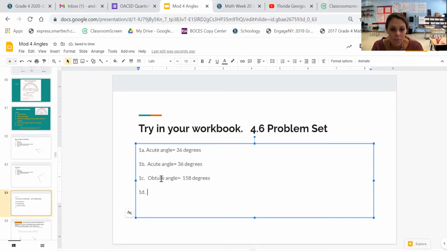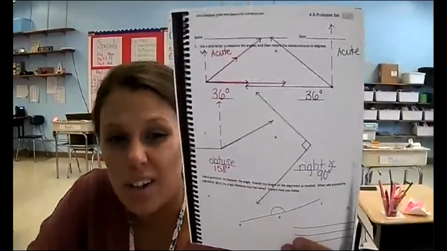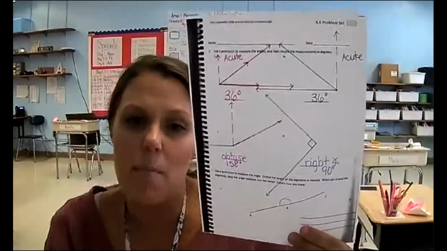And then D was a right angle. Now, for a right angle, I give you a right angle, so I want an answer of exactly 90 degrees, okay, for that one. So you can look at our answers there. You can also look at how I showed my work, right? I had to extend my lines pretty big to double check them.